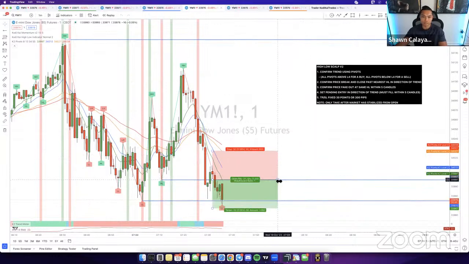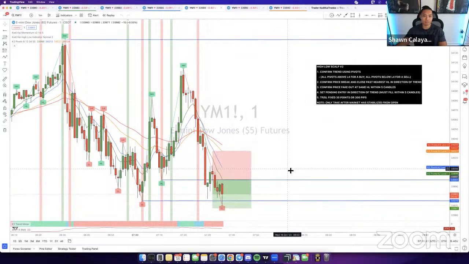So there we go. As it pushes down, just as I said that, it comes down and it goes right to full TP almost.